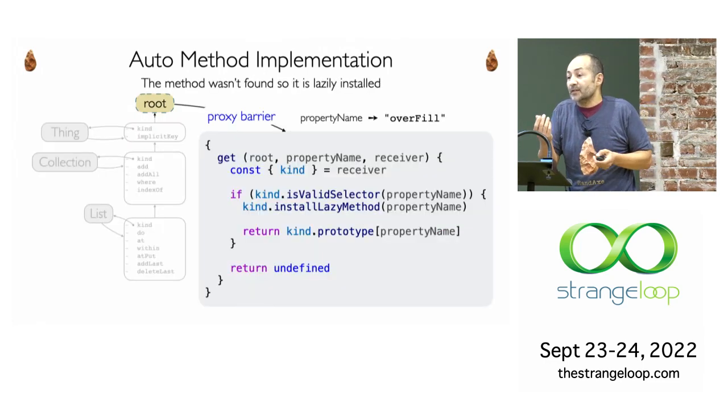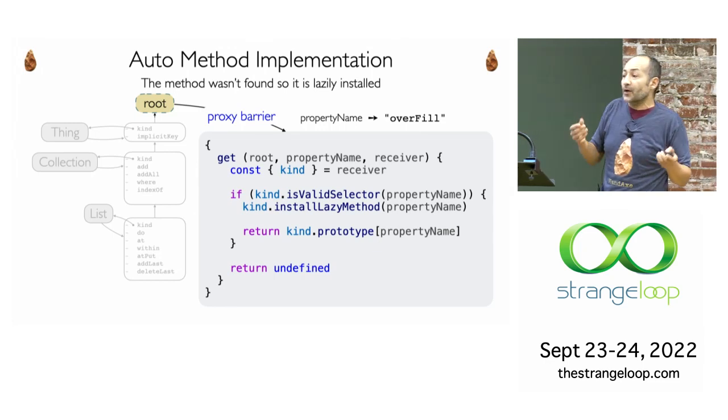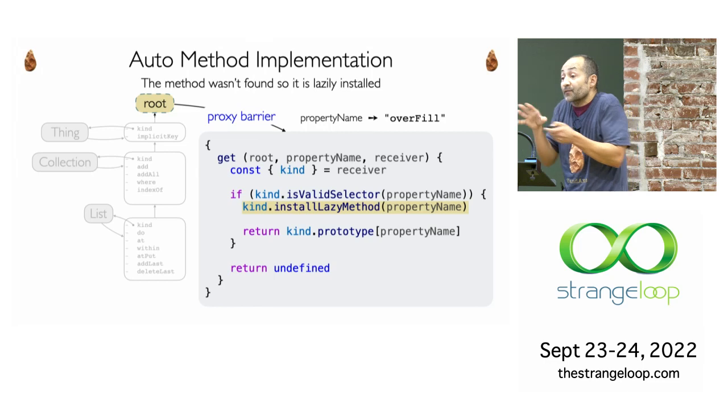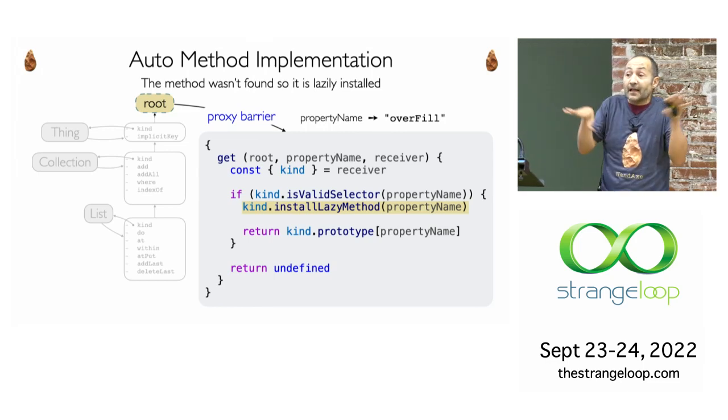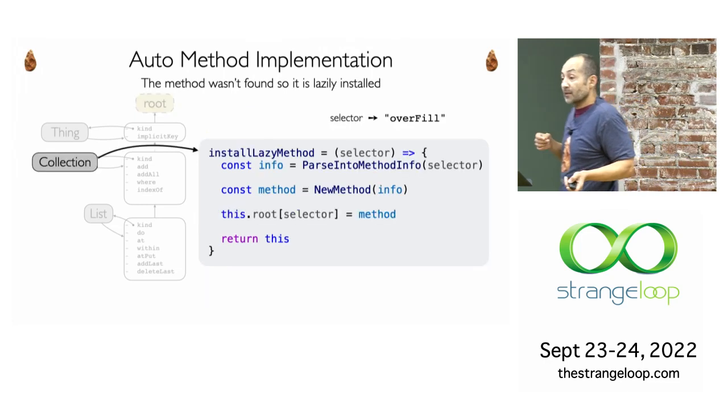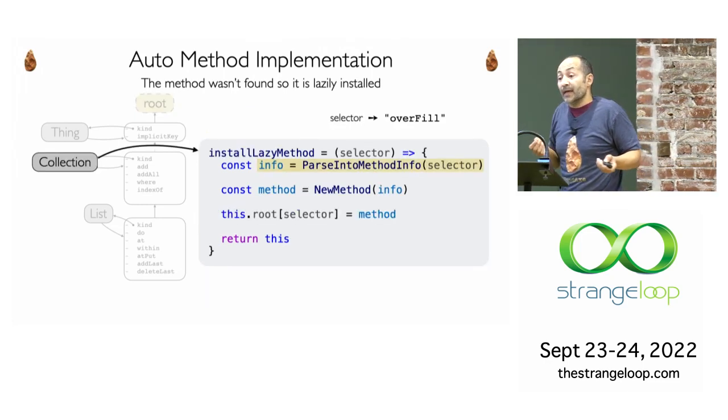And so the proxy is going to say, oh, okay, I've got this property I don't know about: overfill. Does it match a valid form? And let's say it does. Then we're going to lazily install this method. And so the first thing we have to do is parse the method.